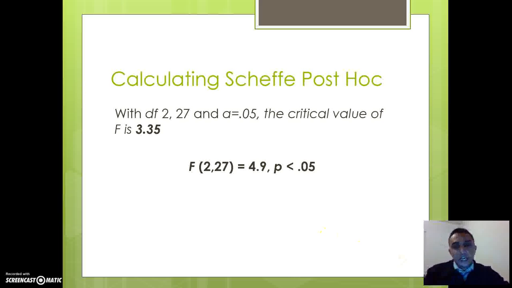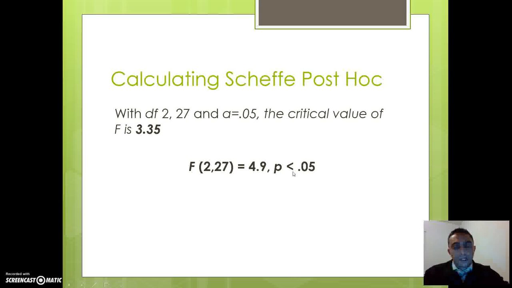Okay, guys, and that's how you report your findings, APA style. So F(2, 27) equals 4.9, p less than 0.05, the null hypothesis is rejected, and there's a significant difference.